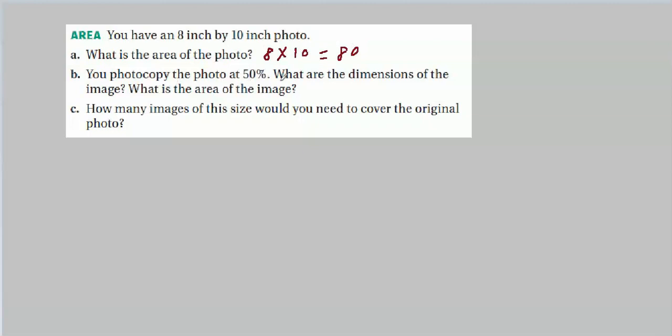What is the area of the image? Well, if we're talking about dilation, we'll reduce each of these. It's 8 by 10. It's going to be 4 by 5, right? So our new dimensions here are 4 by 5. That's a dilation factor of 1/2. What is the area? Well, the area would be 4 times 5, or 20 square inches.